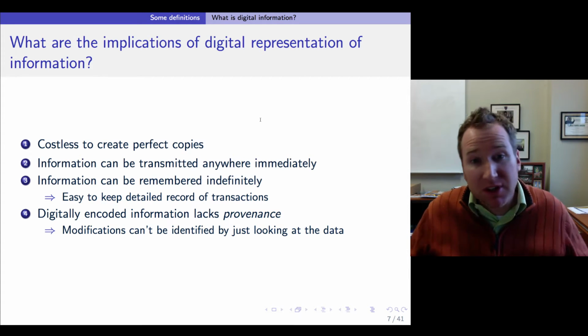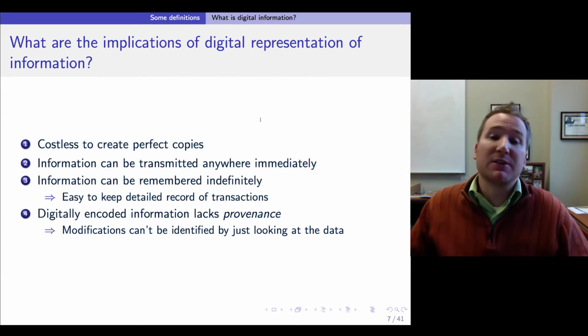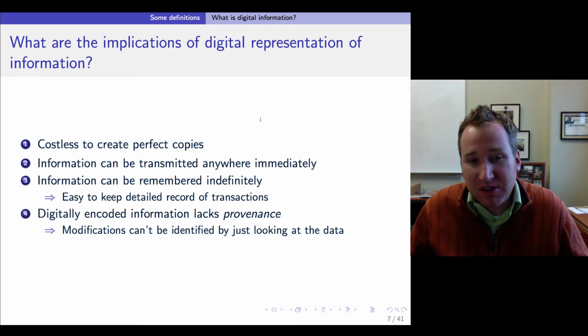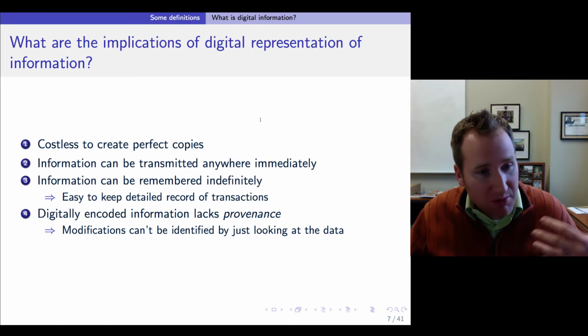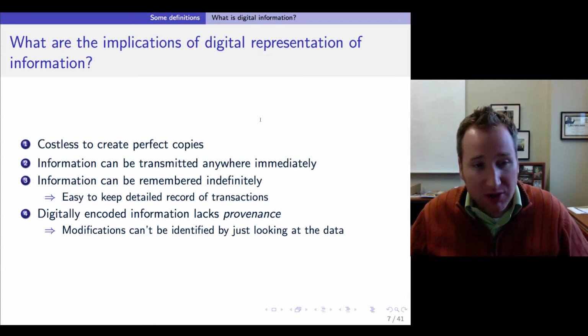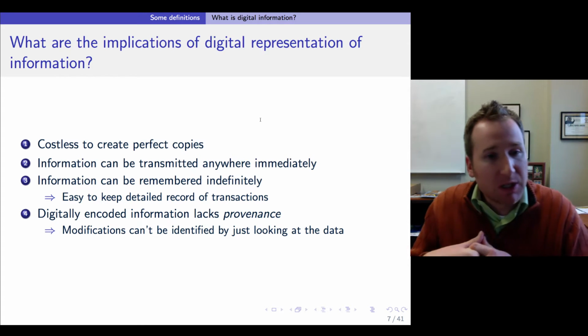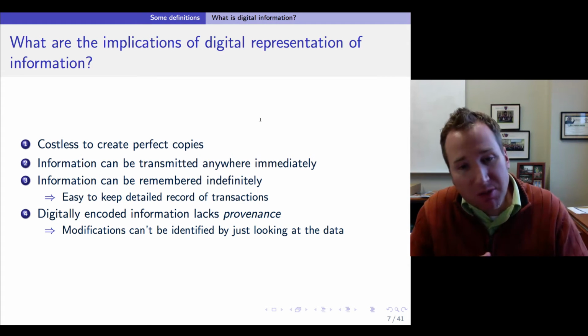Additionally, information can be transmitted anywhere immediately. This makes it very easy to have collaborations with people across the world, and also makes it easy for attackers to come in and steal your data, even if they're living in a different country on the other side of the globe.